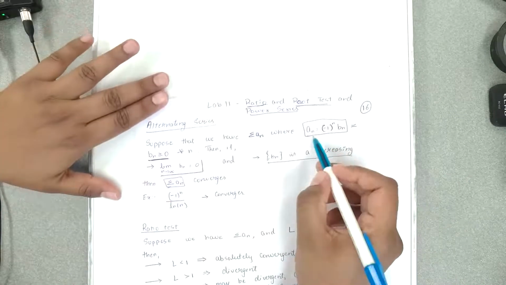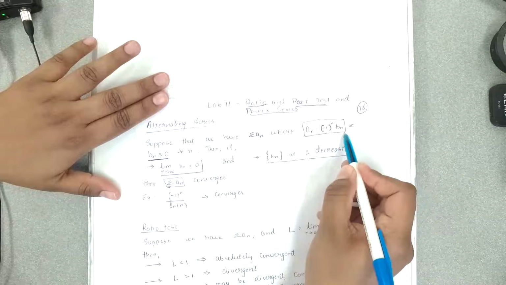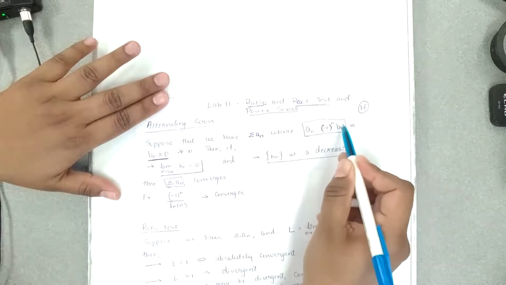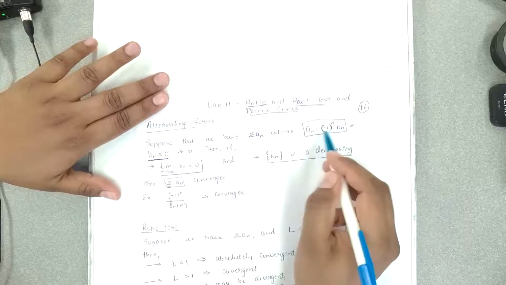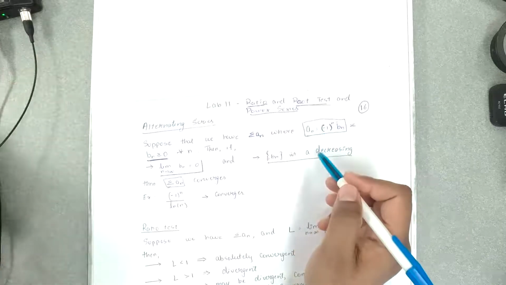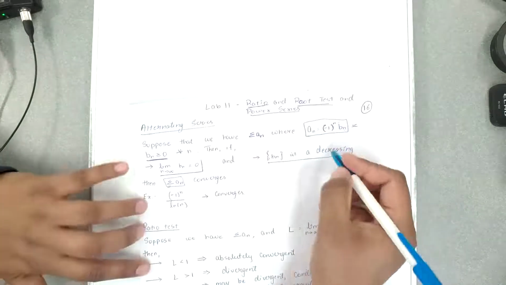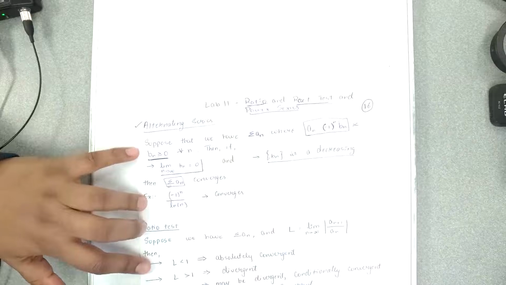So you have an alternating series in this format. You need to prove that Bn is converging. Then only you can say An also converges. Okay, and that's about alternating series.